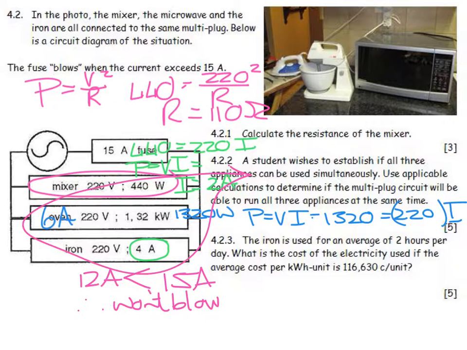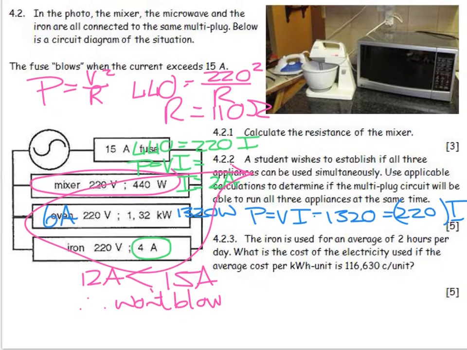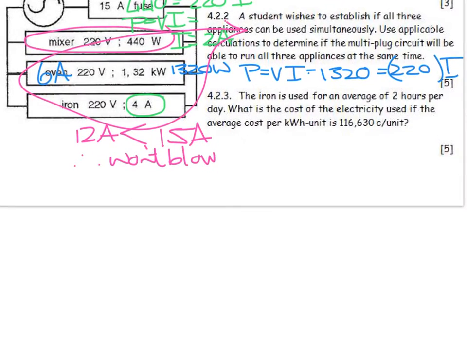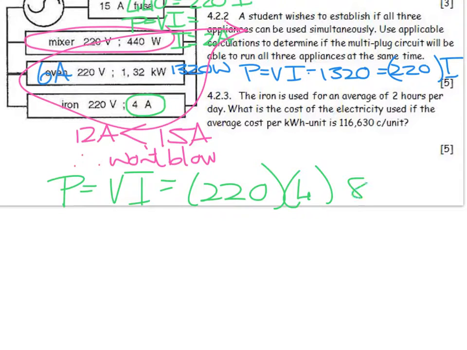The iron is used for an average of 2 hours per day. What is the cost of the electricity used if the average cost per kilowatt hour is given as 116? So let's work that out. The first thing is power is equal to V times I, which is equal to 220 volts, times the current on the iron, which is 4 amps, and that's 880 watts.